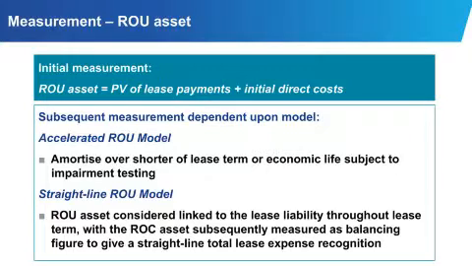For the straight-line method, the approach needs to be different. The income statement needs to be on a straight-line basis. To achieve this, the right-of-use asset is considered to be linked to the liability throughout the lease term, with the right-of-use asset subsequently measured as a balancing figure to give a straight-line lease expense.